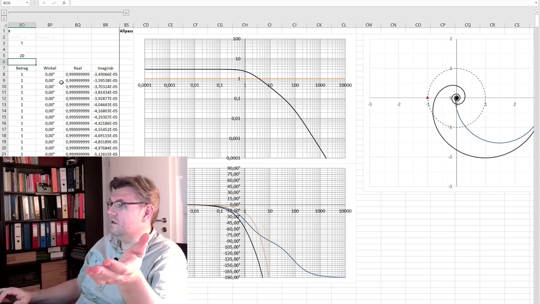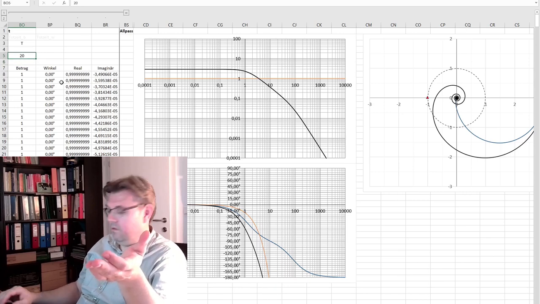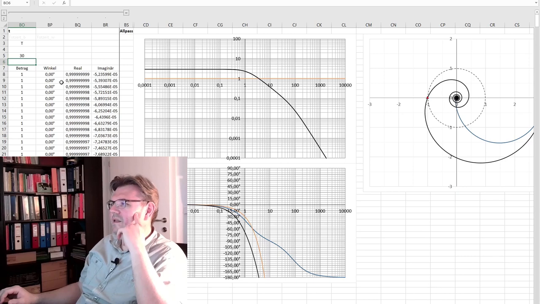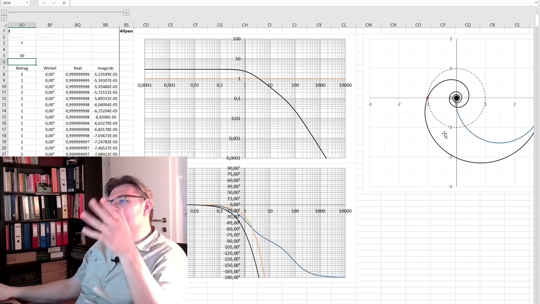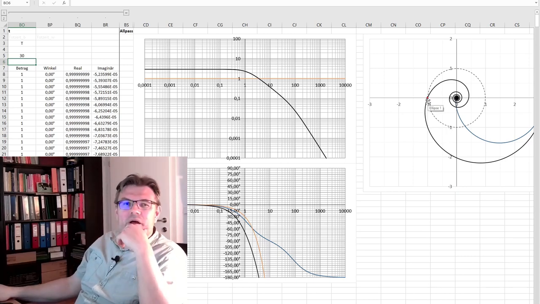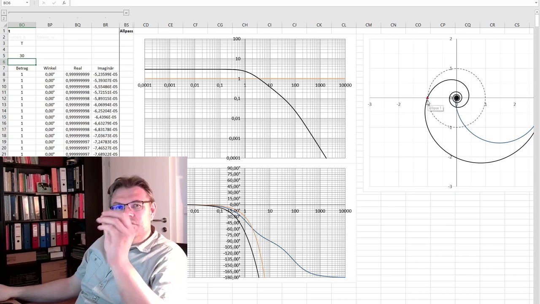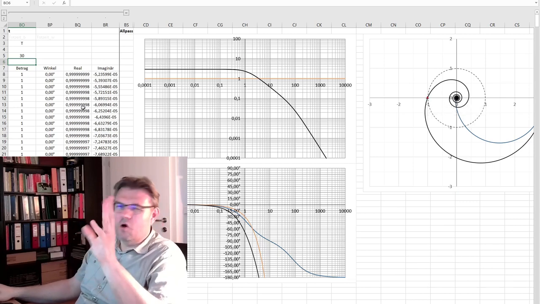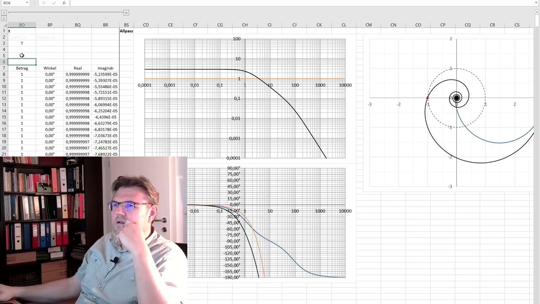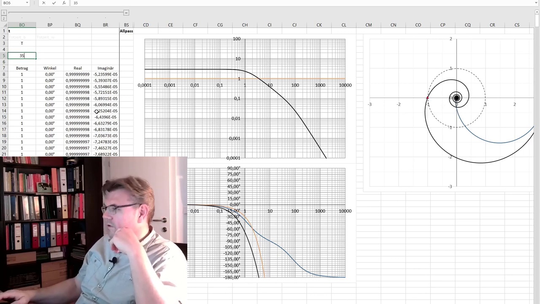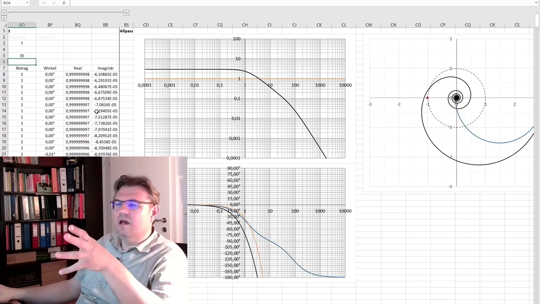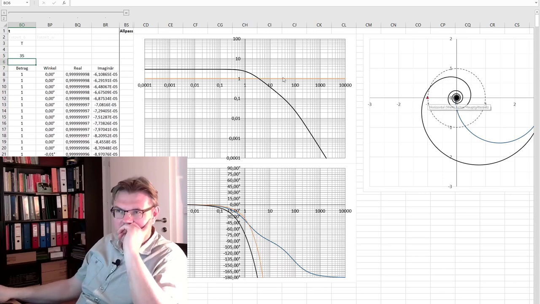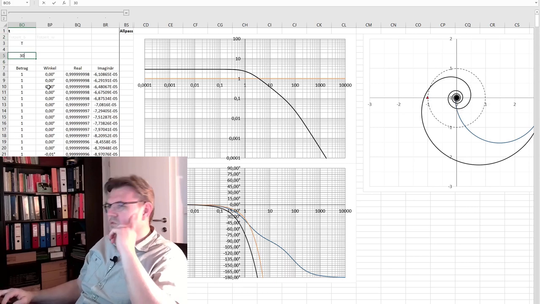Let's see, 20. Still not. 30. Here we are. It's getting interesting. Here it seems like we are at the point where we are. This seems to be the border stability point, around 30. 31. Let's see, 35. Yeah, it's clear. Now we are clearly above. If you look at the Nyquist point here, so 30 seems to be the limit.